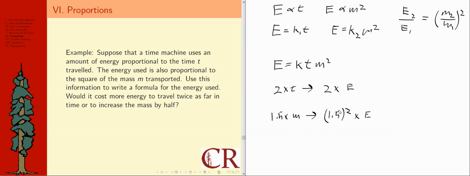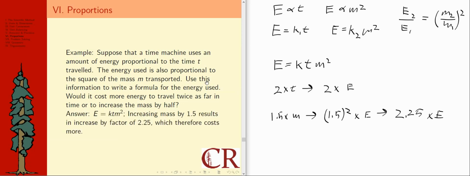But physicists tend to get a little conceptual about this. 1.5 squared, I believe, is equal to 2.25, right? So this is really saying 2.25 as a factor of increase on the energy, which is more than it was for simply doubling the time. So I think it would cost more energy to increase the mass by half, which really illustrates that squared scaling, in other words, being proportional to the square of something, results in a more dramatic increase when you increase that something. So let's check the answer, and there it is.